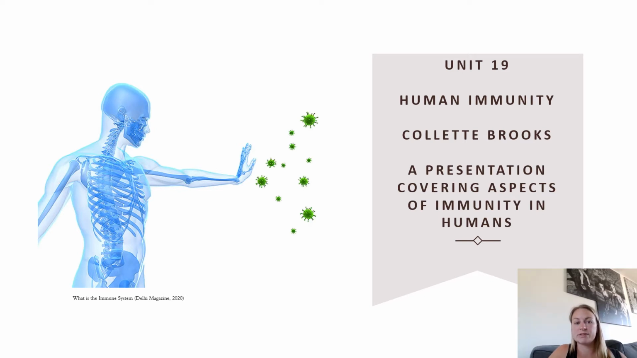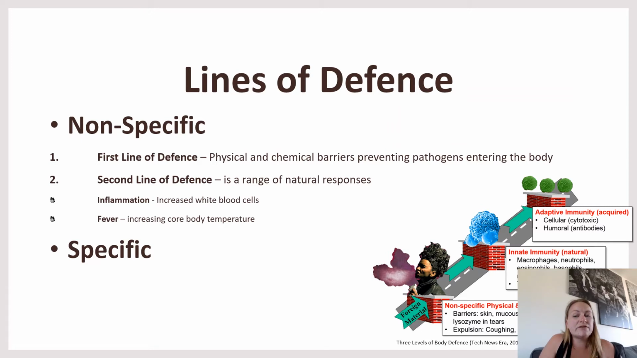The human body has three lines of defence, of which two are non-specific and present from birth. The first line creates physical and chemical barriers preventing pathogens entering the body. The second line is a natural response taking place when the first line of defence fails. Two examples are inflammation, increased white blood cells, and fever, increased core body temperature.